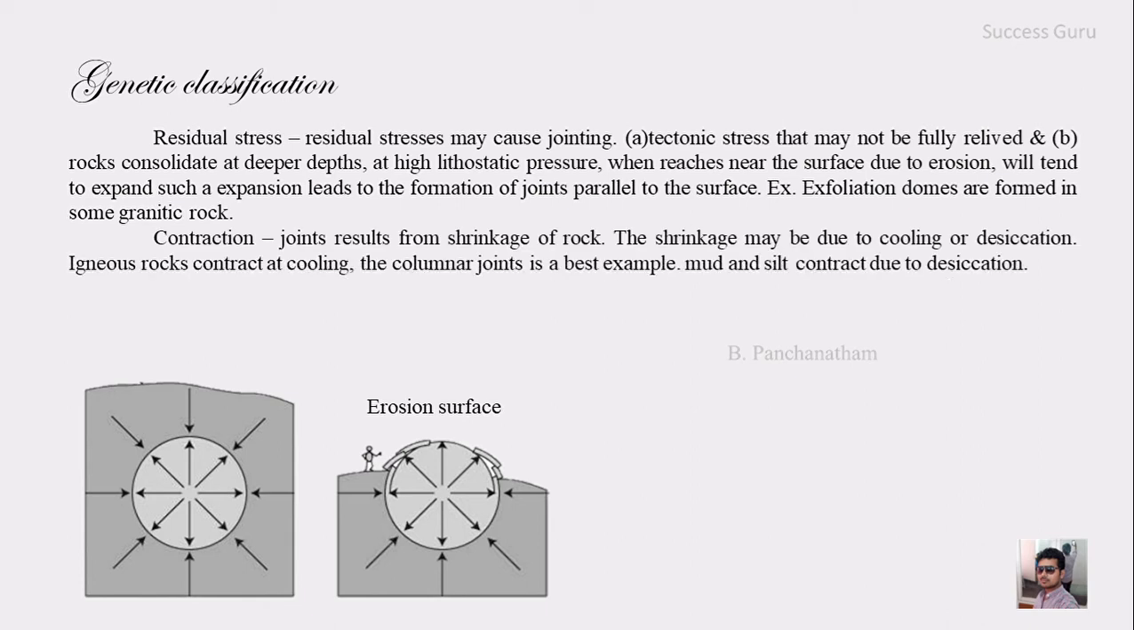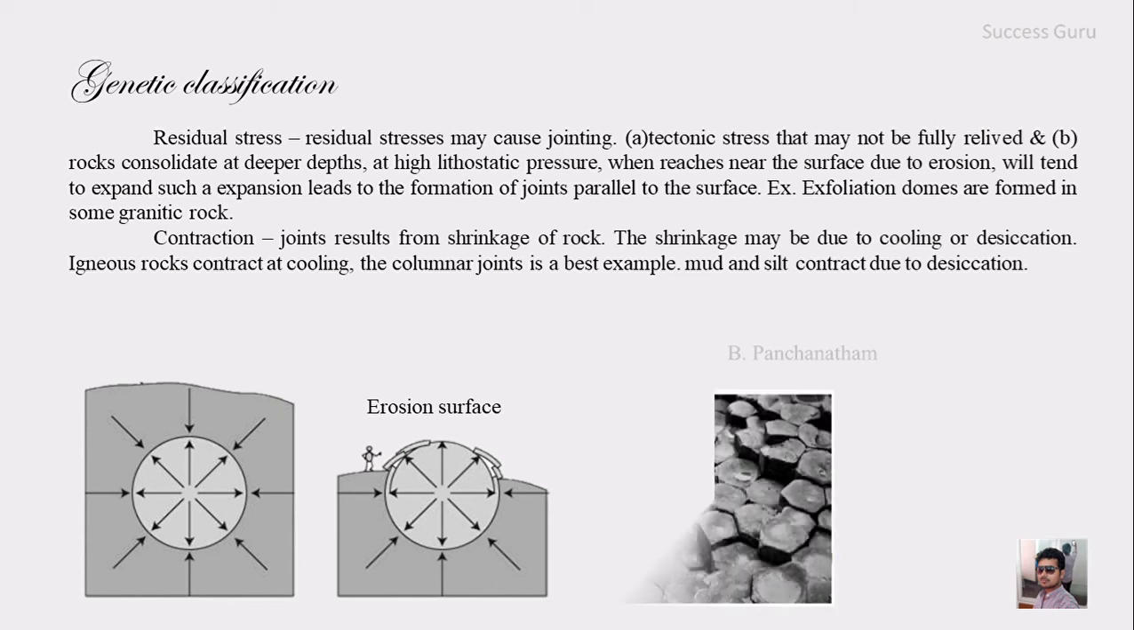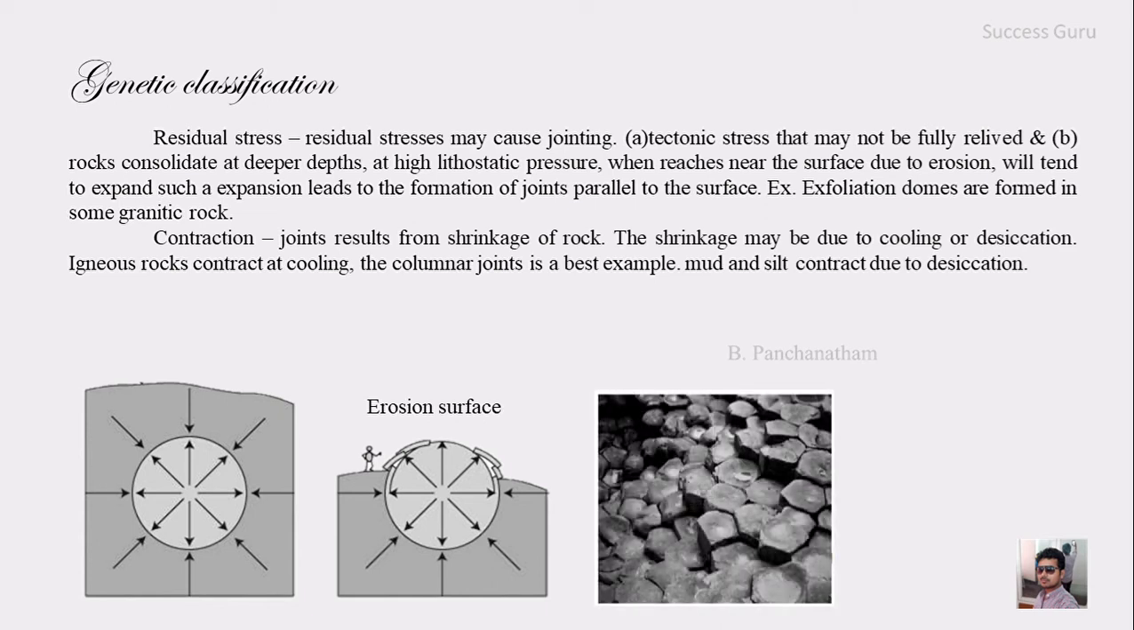The second one is the contraction, that is joints resulted from shrinking of rocks, and the shrinking may be due to the cooling or desiccation. The igneous rock contracts at cooling, and the columnar joints is the best example of this type, and the mud and silt contracts due to desiccation. So this is a good example of the joints which has been formed due to the contraction as well as cooling.